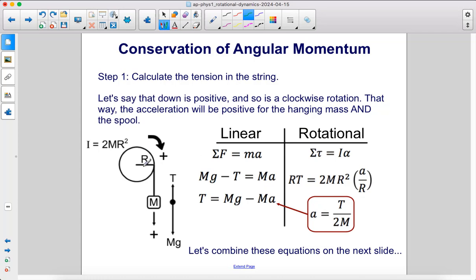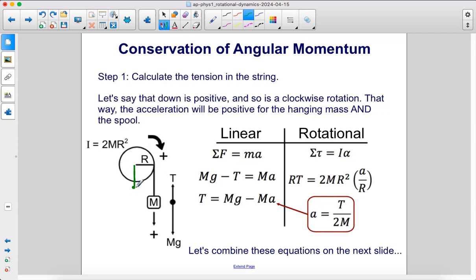We have two free body diagrams here, one for the spool, one for the mass. For the mass, we have linear motion, so we can just use F equals ma. The forces are mg minus T, because remember, down is positive, and the mass is m, and we have a. We can solve that for T. Over here, we also have one torque being exerted on the pulley.